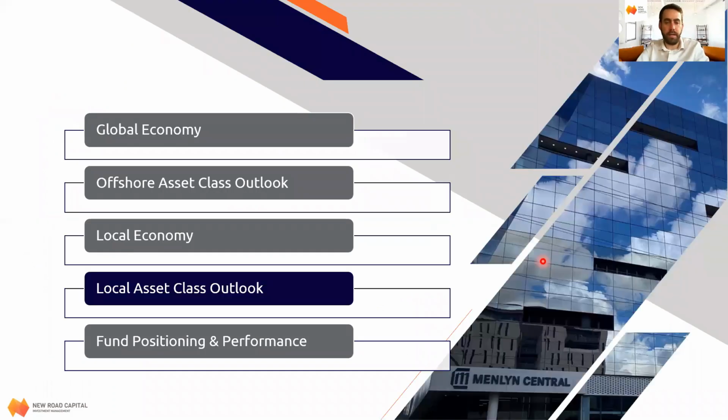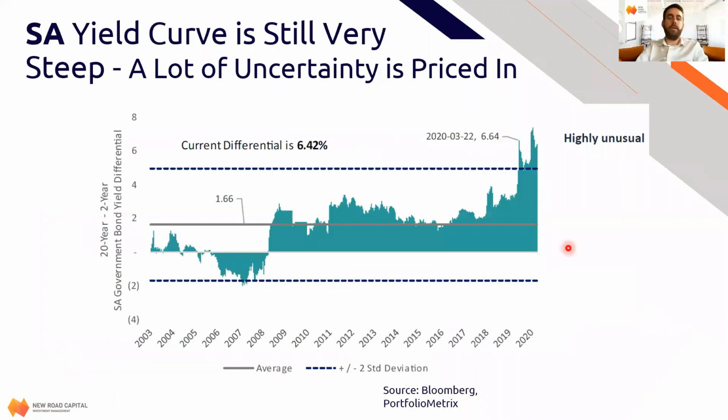If we look at our asset class outlook, the first thing that's very important to understand is that our yield curve is exceptionally steep. It's actually the steepest it's ever been. You get this by taking the 20-year yield minus the 2-year yield, and you get this graph. You can see that in times before, we've actually had an inverted yield curve. What this is saying is that the yield on a 20-year bond is about 6.5% higher than the yield on a 2-year bond. So a lot of uncertainty around South Africa's future economic situation is priced into our bond market, probably more than priced in.